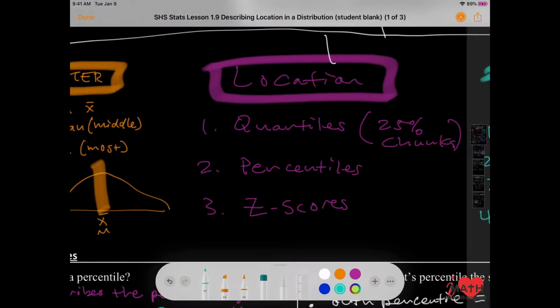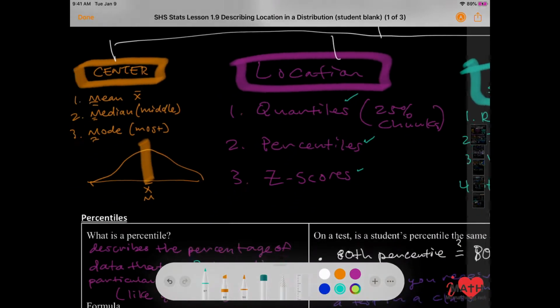And the new one is location. Quartiles, which are 25% chunks, like think of quarters in a dollar, to percentiles and z-scores. So we've talked about quartiles in the last lesson. Percentiles is a little bit from last lesson, but mostly today, and standard z-scores.